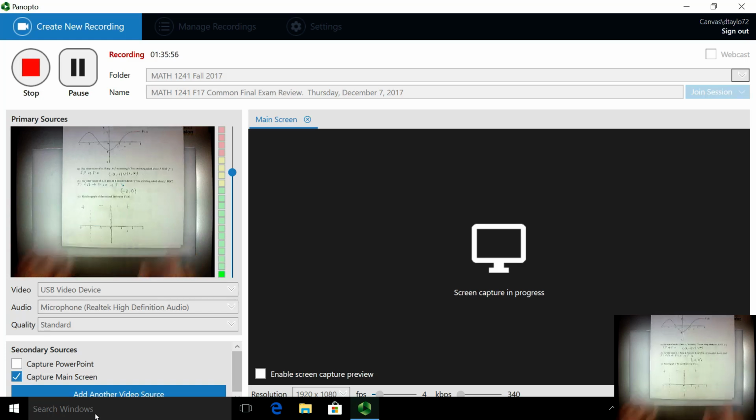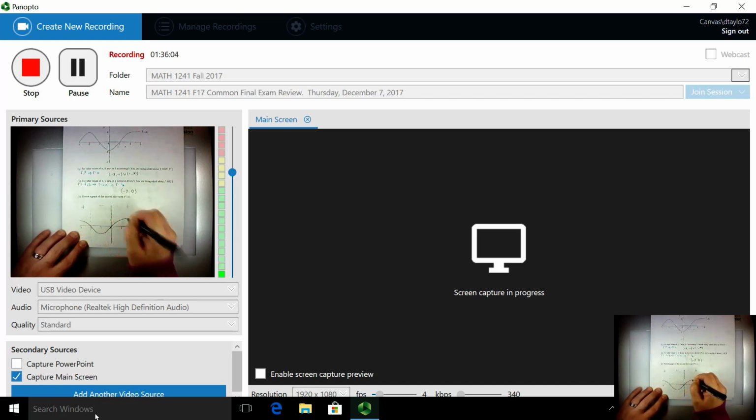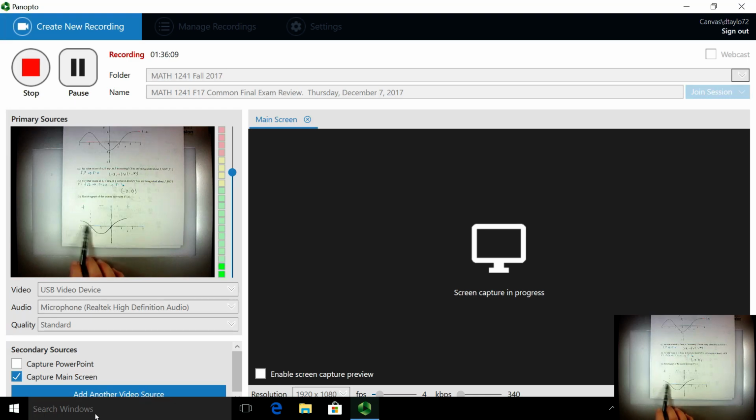I'm going to show you guys something in a second. So that means positive, negative, positive. That's what the second derivative is going to look like. It's going to be above the x-axis here, below the x-axis here, above the x-axis here.